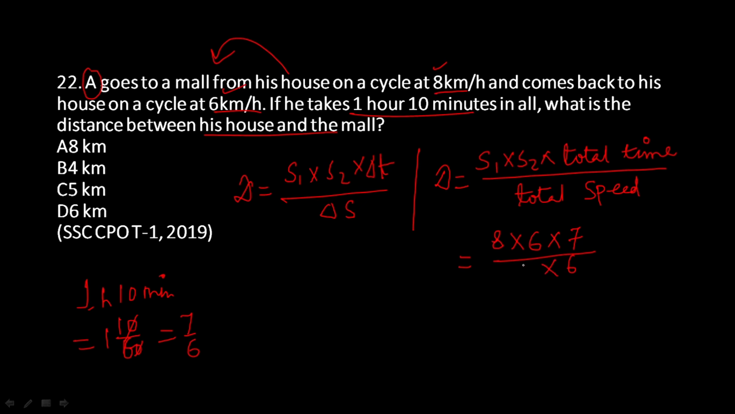And what is the total speed? 8 and 6, 14. So 6 gone, 7 2, 2 8 4. So 4 km is the answer. Clear? Option B is the right answer.